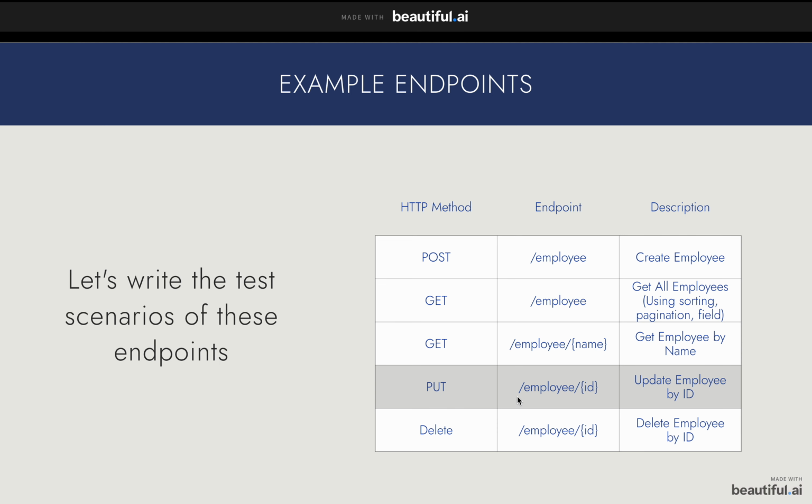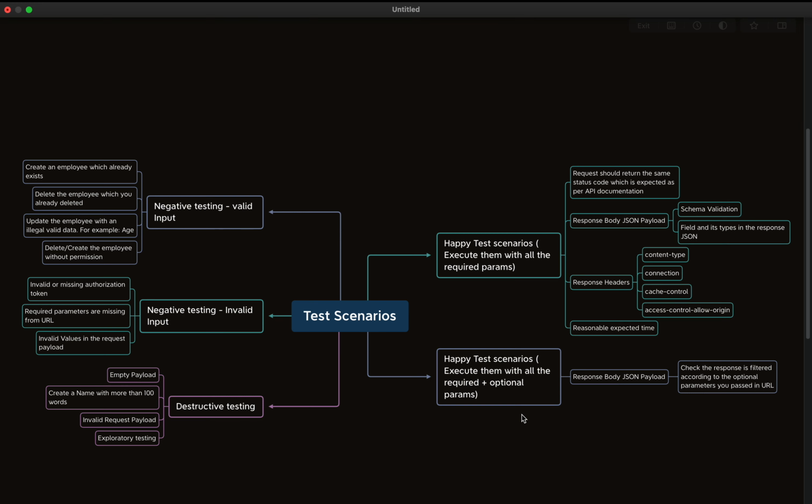And if you try to update an employee id which is not mandatory, suppose you would like to update something which is not mandatory, then you can use the put and delete. So these are the things which you have to perform. So just perform with required and optional parameters.